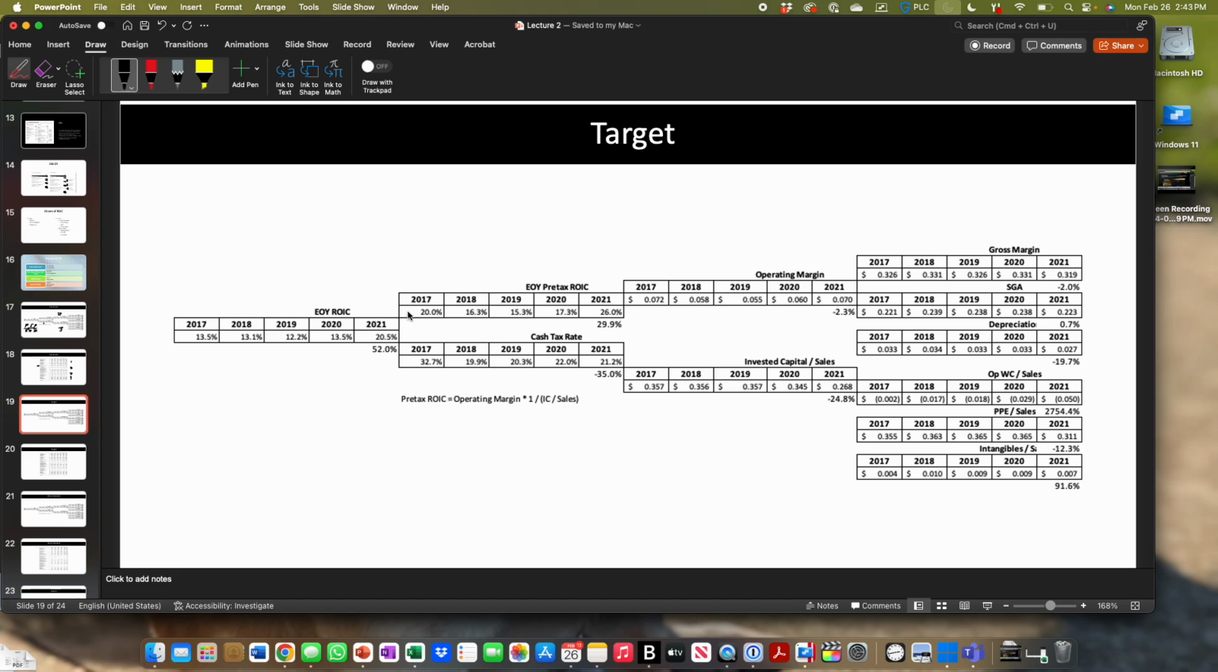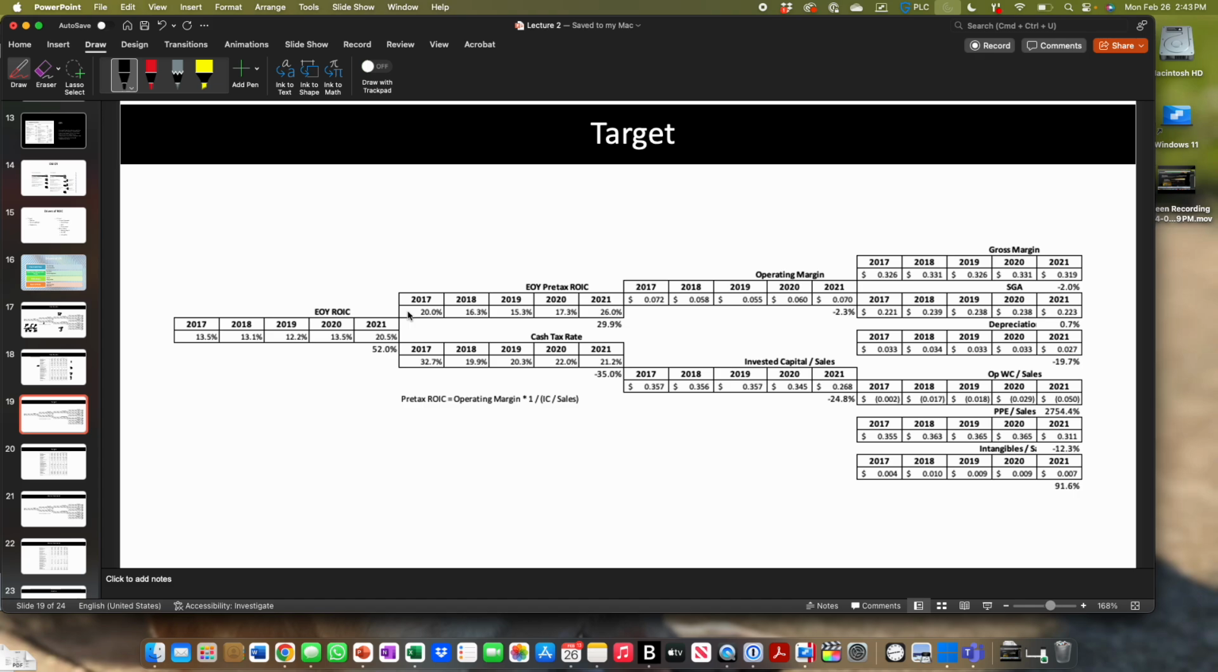But over 5 years, 2017 to 2021, their after-tax ROIC went from 13.5 to 20.5. Tax rate also benefited them, going from 32.7 to 21.2 over the 5 years. There was a 35% drop in the tax rate, most of it occurring between 2017 and 2018, when it went from 32.7 to 19.9. But overall, that drop in tax rate benefited their ROIC and is one of the reasons why it went up. But the underlying business itself, the pre-tax ROIC, also went up from 20 to 26. That was a 29.9% change in pre-tax ROIC.